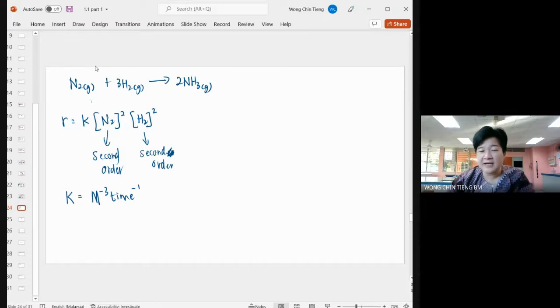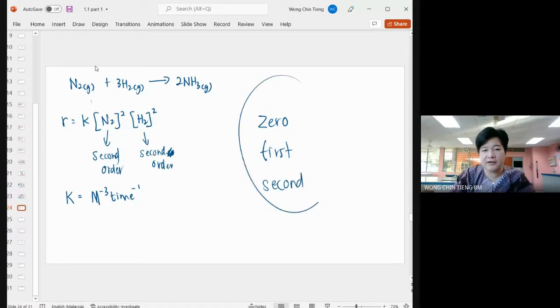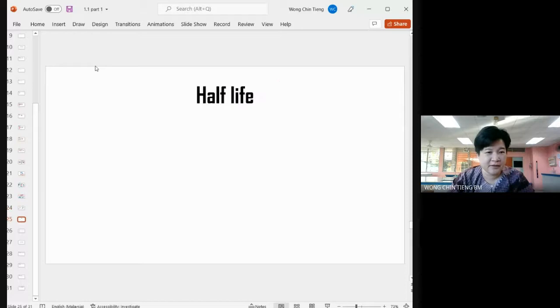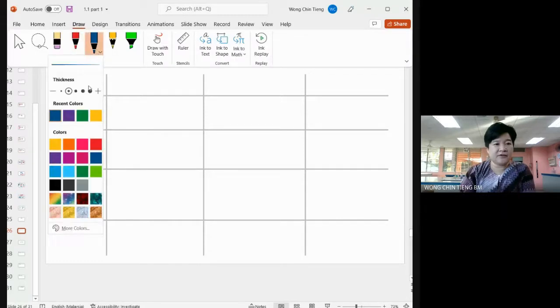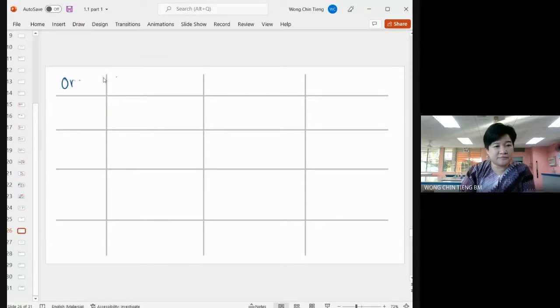Tak ada good news, a bit of good news. Kita akan banyak fokus pada zero order, first order, second order. Kalau soalan calculation, kita akan banyak fokus pada yang ni. Okay, so don't worry so much. Alright. Okay, half-life. Half-life 845. Kita pergi kat sini dulu. Sebelum half-life. Can I have this one?